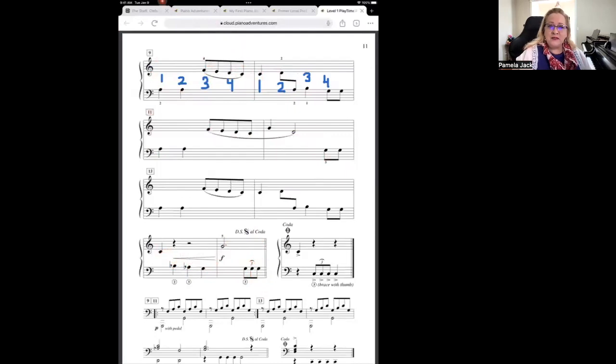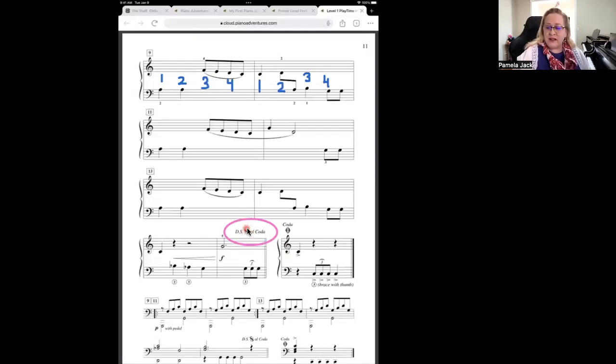Let's talk about something that I see here. I see DS al coda. What's that? Dal segno al coda. What that means is you go back. It's a type of repeat. You go back and look for the sign.